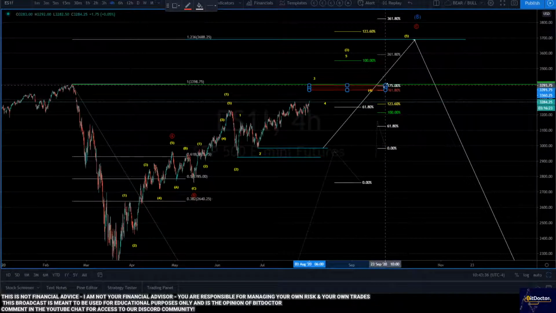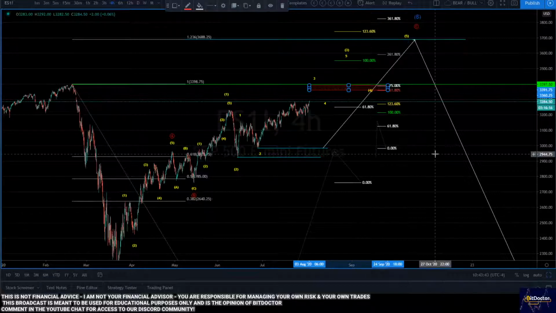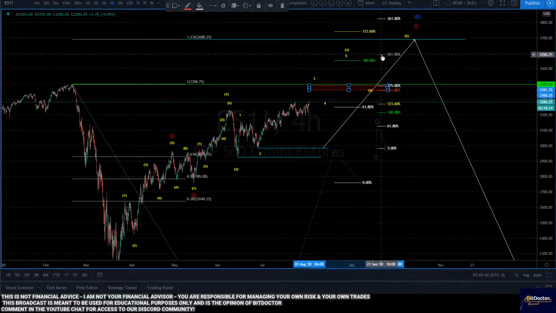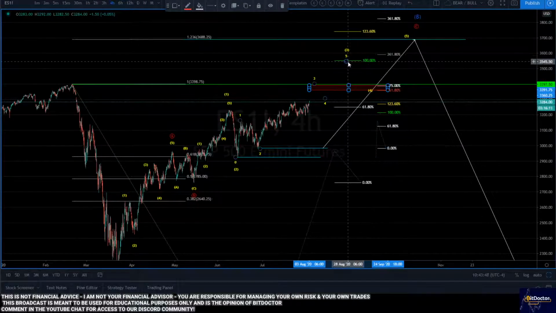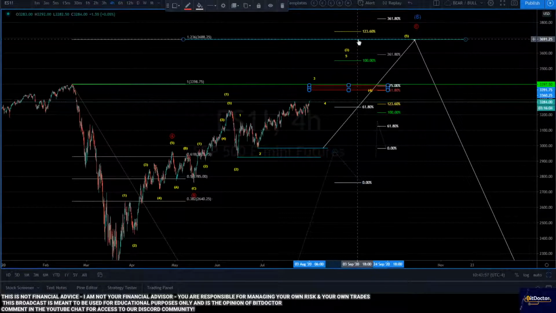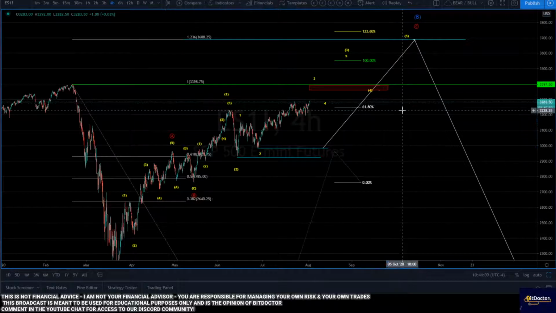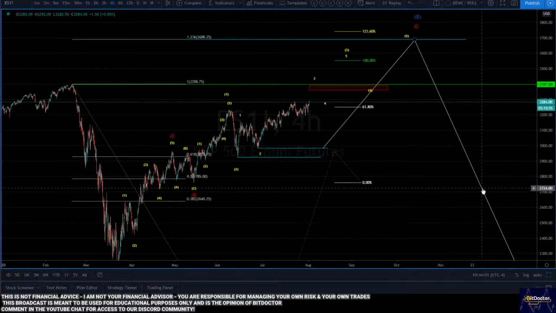And then if that happens, I would expect that to be support, which supports this 4 wave here. Of course, the 2.618 is sitting up there at 35.90. The 100 expansion is sitting here at 35.50. The 123.6 is sitting up here at 37. Basically, let's just call it 3,700, because in all fairness, that's where we're aiming for. We're aiming for 3,700 before we fall down.